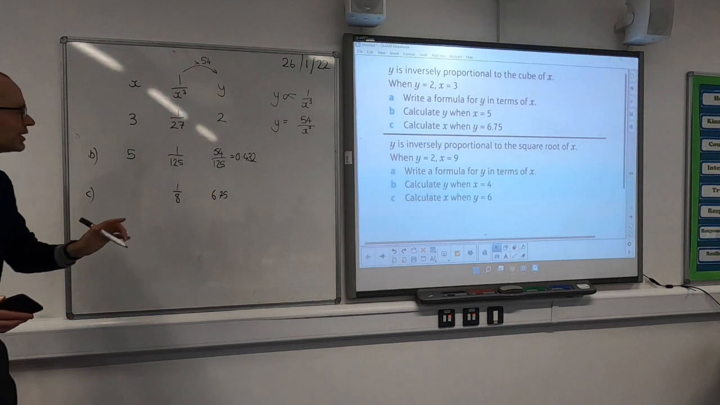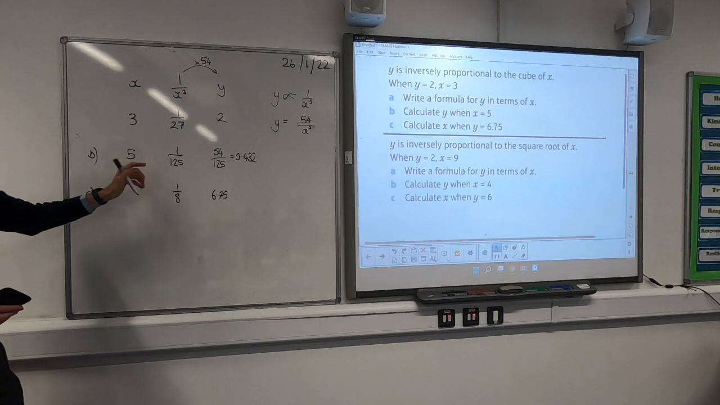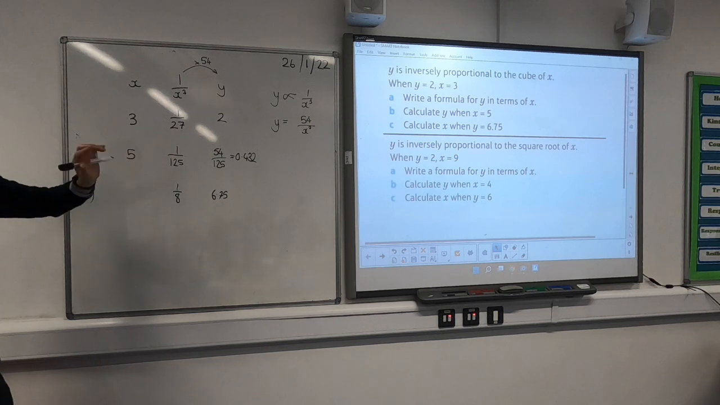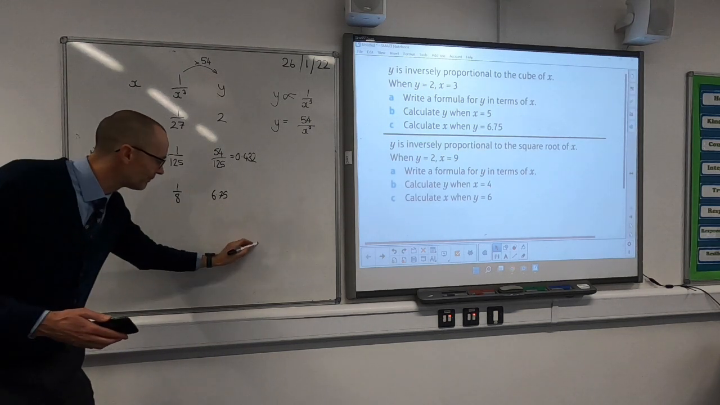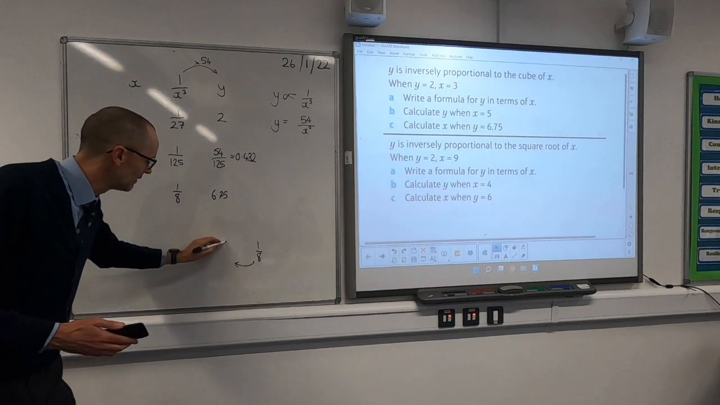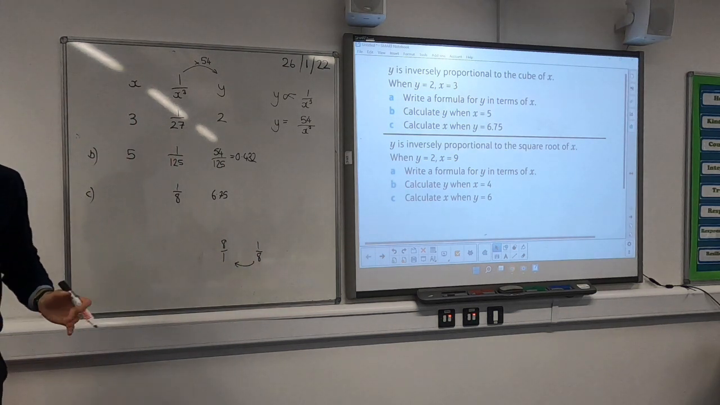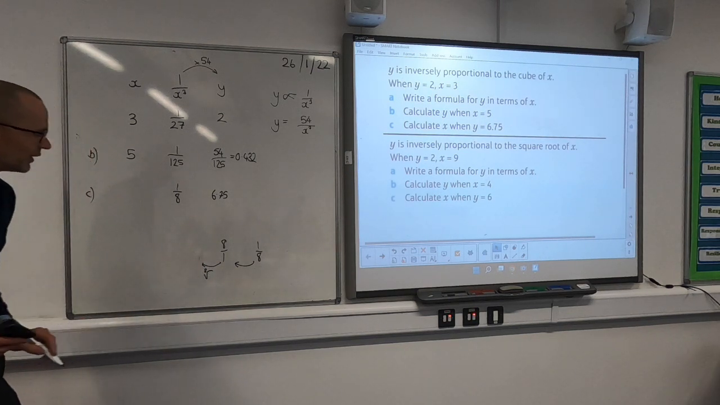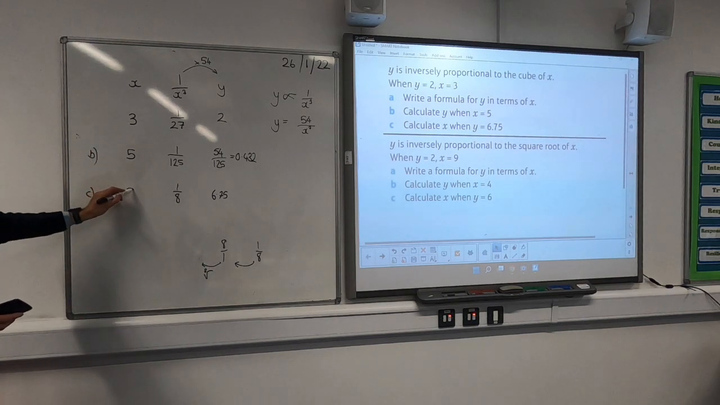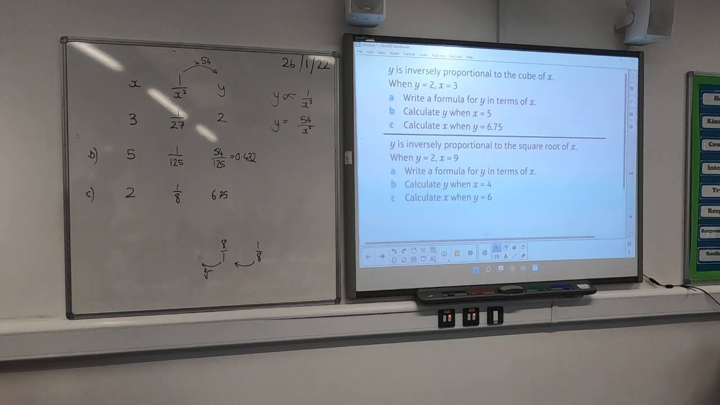So just let me remind you how we go from here to here. We cube that number, and then we do 1 over it. We flip it. So to go backwards, I'm going to flip it, which is just 8, and then I'm going to find the cube root of it. And the cube root of 8 is 2. It's 2.